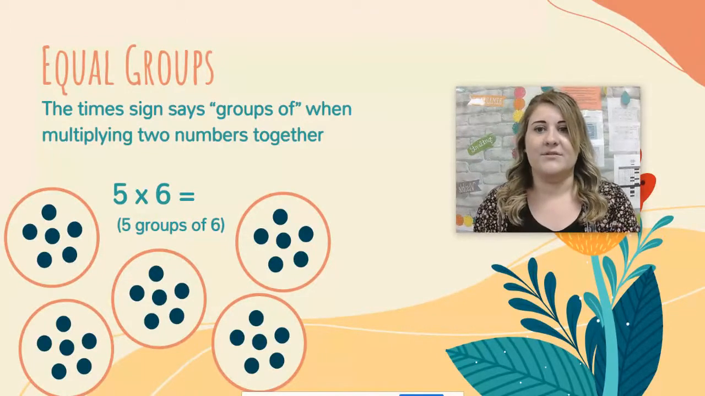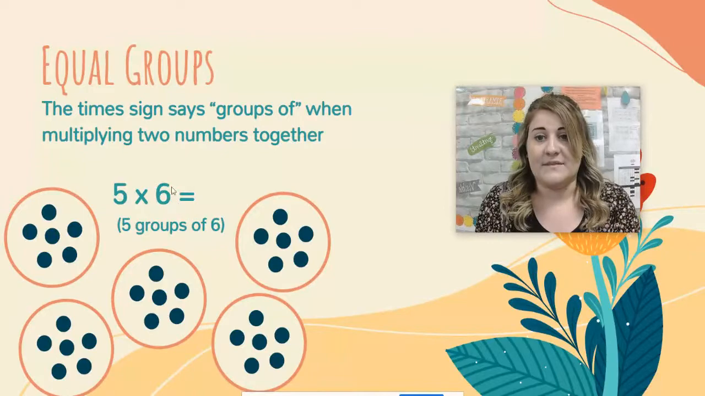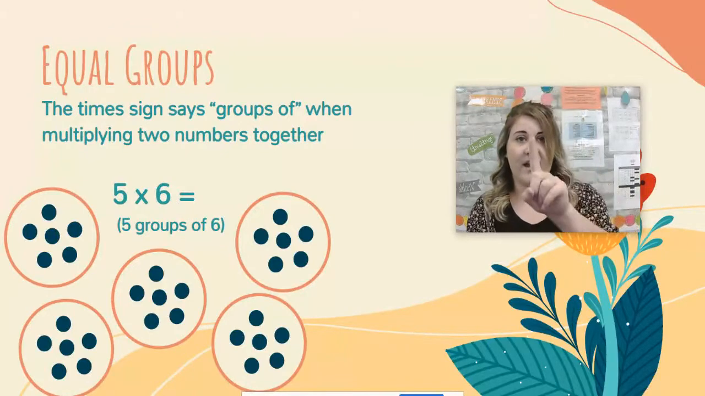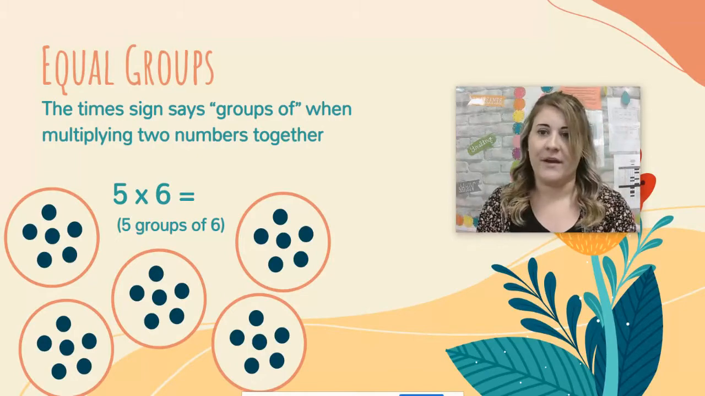Another way to do this would be, I see that there's a 5 in this problem, so that tells me that I could skip count by 5s. I'm going to skip count by 5s however many times the other number is, so 6 times I could go 5, 10, 15, 20, 25, 30. That would be my answer, okay?